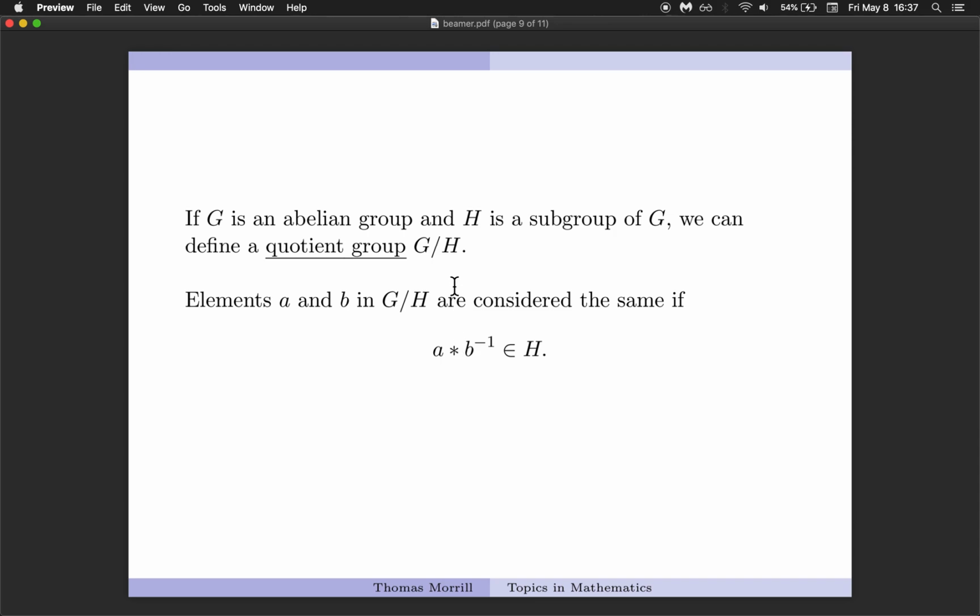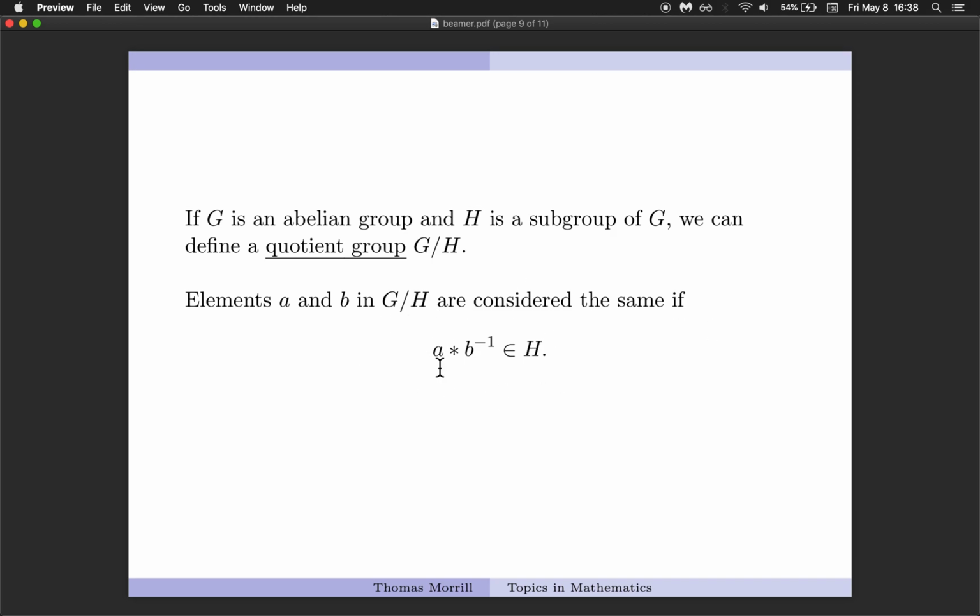So how do I know that 13 and 2 are the same mod 11? That's because 13 plus -2 is 11, and 11 is one of the elements of the multiples of 11 group.